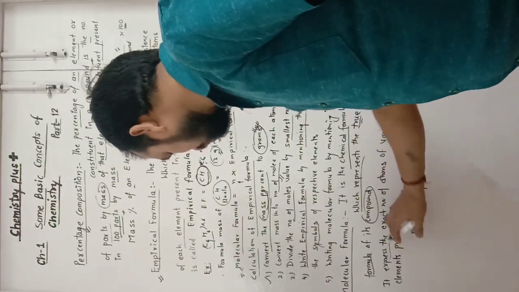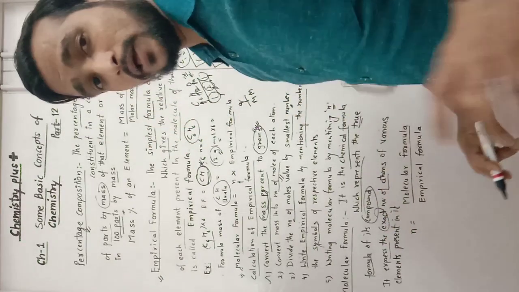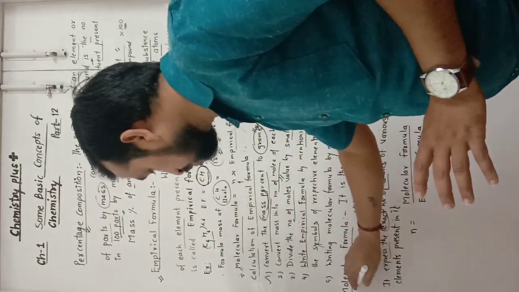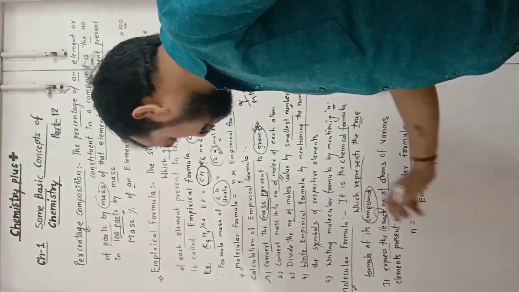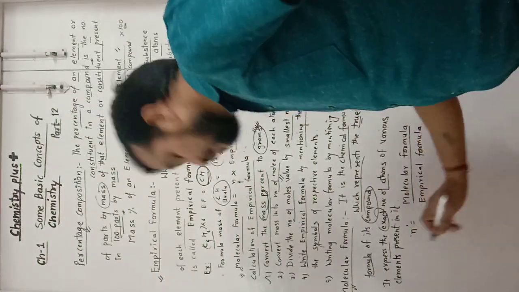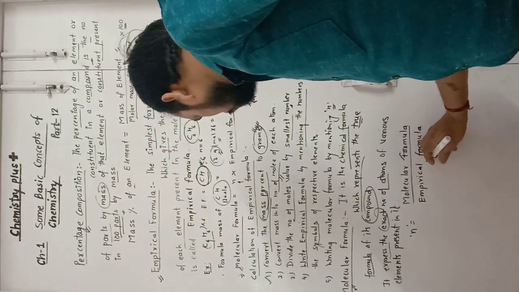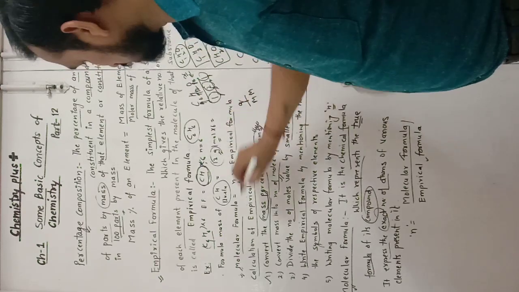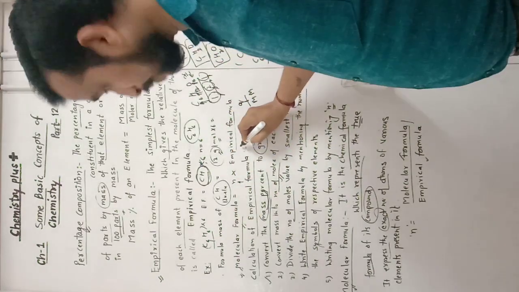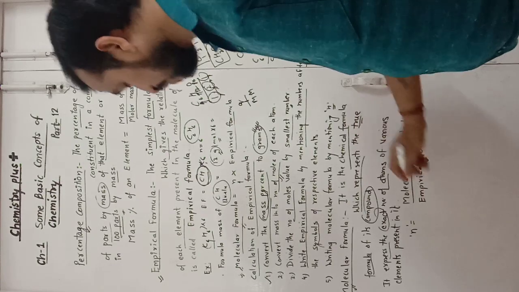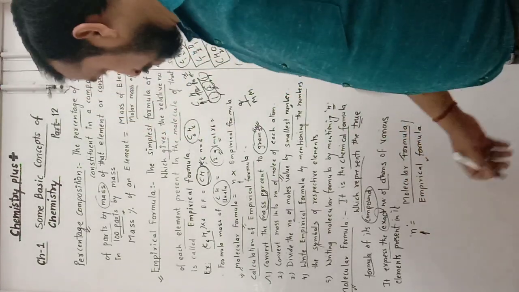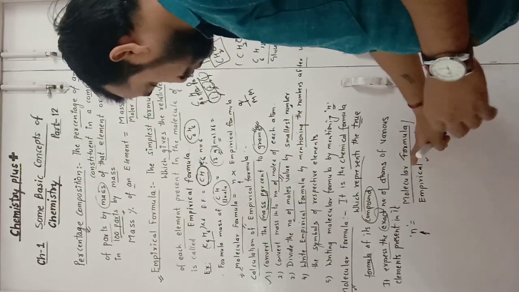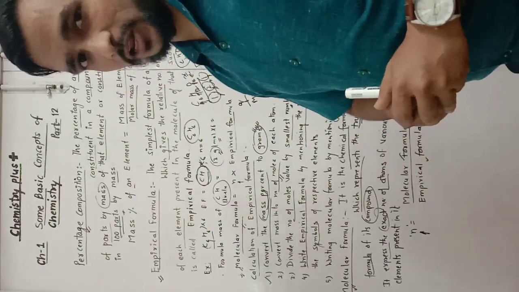So it expresses the exact number of atoms. As I told you, the exact number of atoms present in a compound is denoted by the molecular formula. Here n is the factor, and the molecular formula is equal to n times the empirical formula. So this is how we can find n, the n factor, by dividing the molecular formula by the empirical formula. This is also the relationship between the molecular formula and the empirical formula.